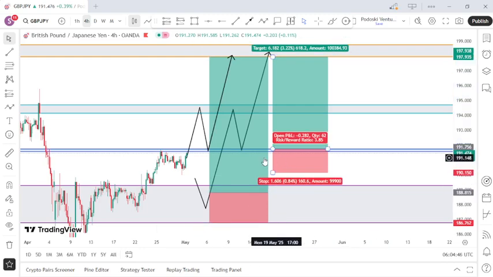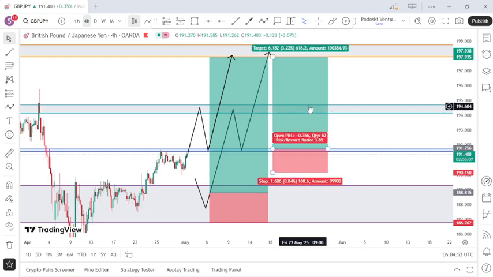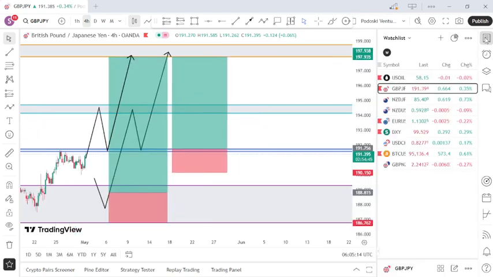So on the first entry, our first target will be here, second target, and then our third target. But if we get to the second entry, our first target will be here, then our second target will be up here on GBPJPY. So whatever price does, you still get an entry. You just have to have enough patience to wait for the entry. Okay, so that's it on GBPJPY. Let's move on to the next pair.